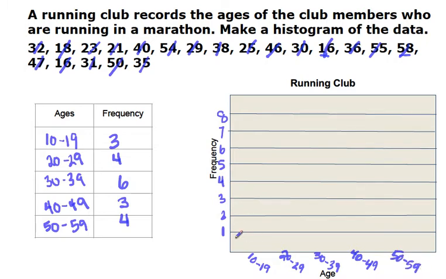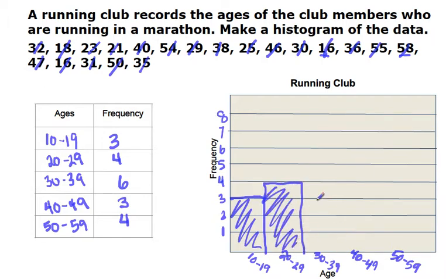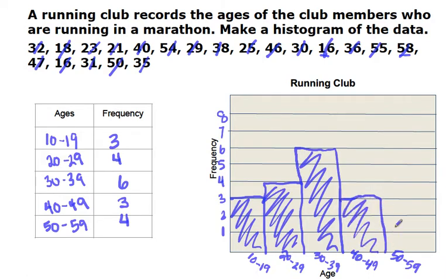And I'm just going to create my boxes. So from 10 to 19, I had 3 of those. 20 to 29, I had 4. Again, your boxes are touching in a histogram. 30 to 39, I had 6. 40 to 49, I had 3. And 50 to 59, I had 4.